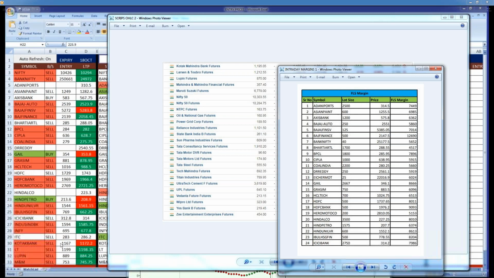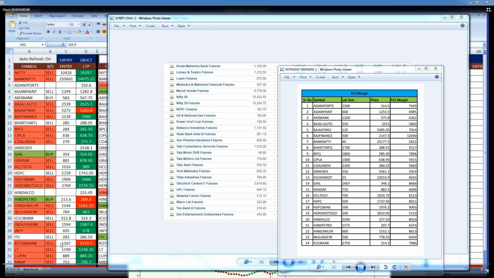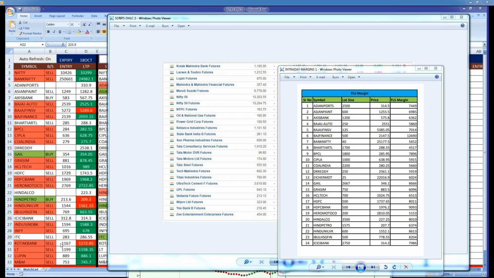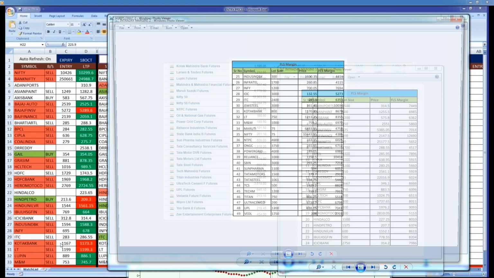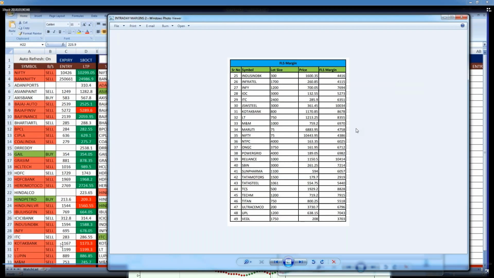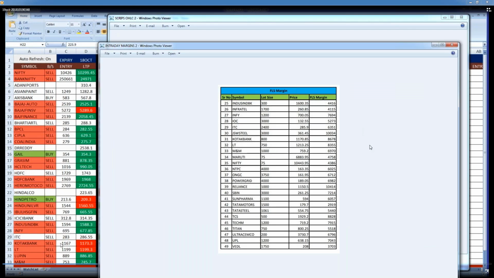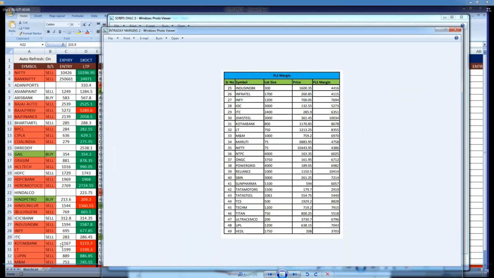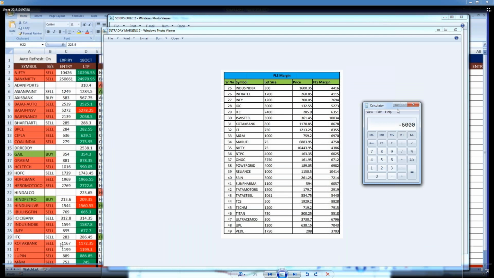Let's see, I'm using extended monitors, so finding files is a bit difficult for me. So for Maruti, my intraday margin requirement is around 4,758, let's say 5,000 rupees. And my profit on Maruti is 6,000 rupees. I have more than doubled my investment here. I invested 5,000, I have made 6,000 rupees here.